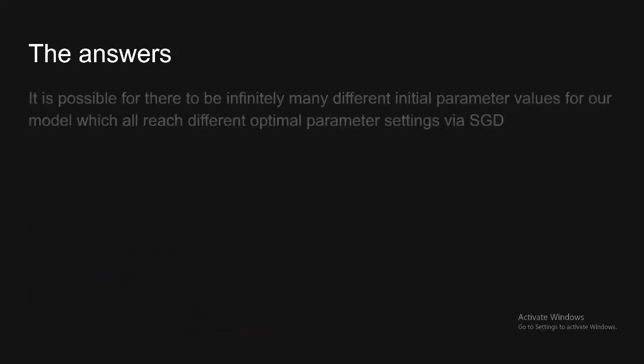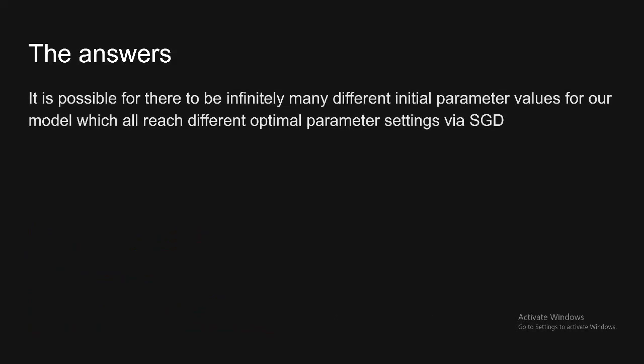All right. Question number 2. It is possible for there to be infinitely many different initial parameter values for our model, which all reach different optimal parameter settings via stochastic gradient descent. So again, talk for a minute or two with the people next to you. Talk first.